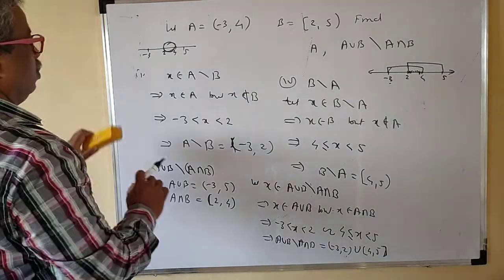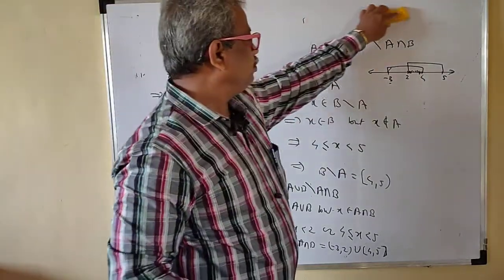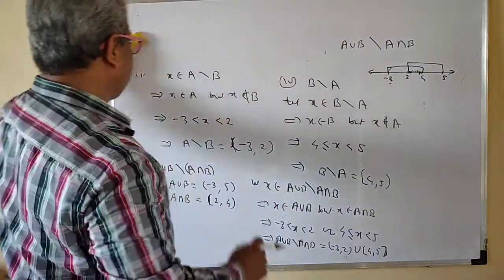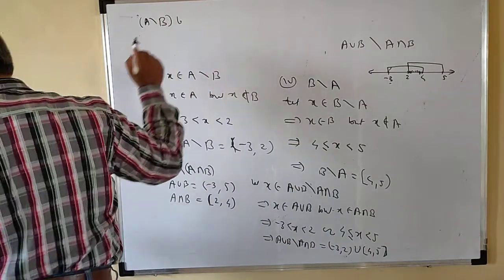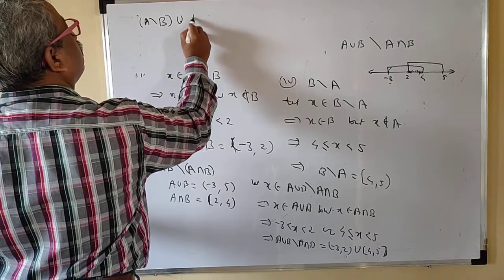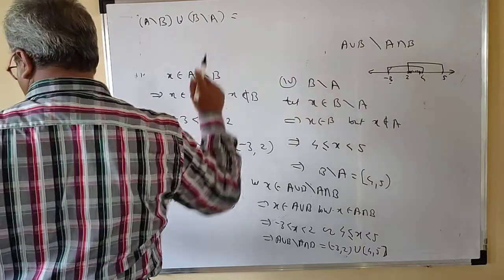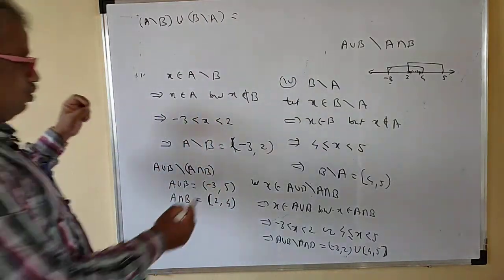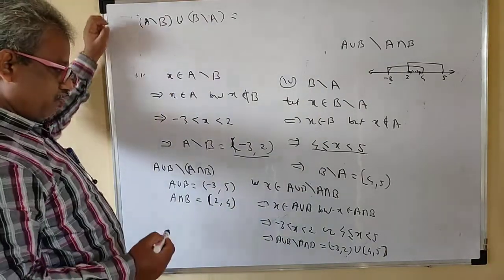Okay. Now next, what do you want? And the last one is what? A union B restricted to A. How can we do this? You have to take the union of this one. This union, minus 3 and this 4, 5. Okay. Now see how we can do this one.